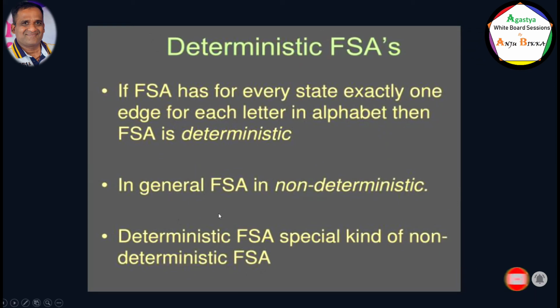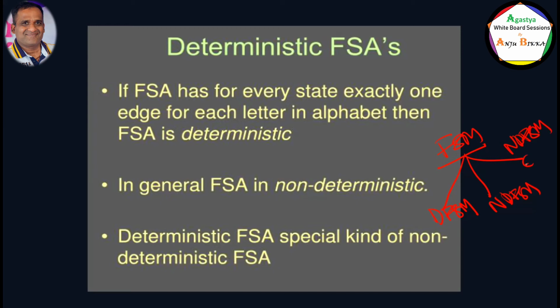Now, so far we discussed finite state machines in general. The finite state machines are of three types: deterministic finite state machines, non-deterministic finite state machines, and non-deterministic finite state machines with epsilon moves. These are the three we are going to discuss. What is deterministic? Determined.